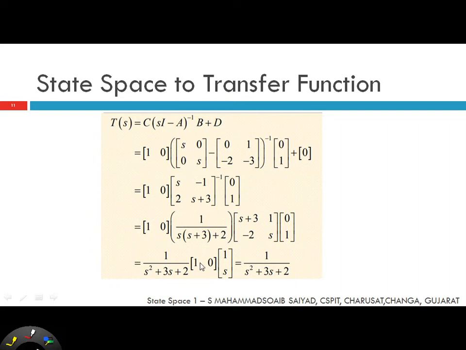Now we have to multiply these two as well. So 1 into 1 is 1, and 0 into s is 0. So we have got this 1. Okay, so we have got 1 over here, multiplied over 1 upon s square plus 3s plus 2. So the final answer, the transfer function of this particular equation, is 1 upon s square plus 3s plus 2.